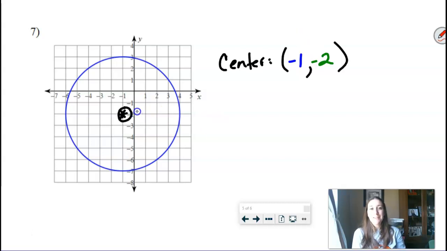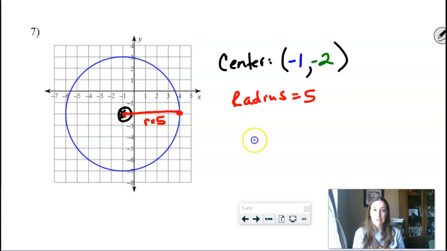Now the length of the radius, it's your choice which part of the circle you go to, but you want to pick a north, a south, an east, or a west. So I'm just going to go easterly here. And that's a distance, okay, from here to here, that would be 5 units. Would have been the same distance if you went up or left or down. So the radius is 5.